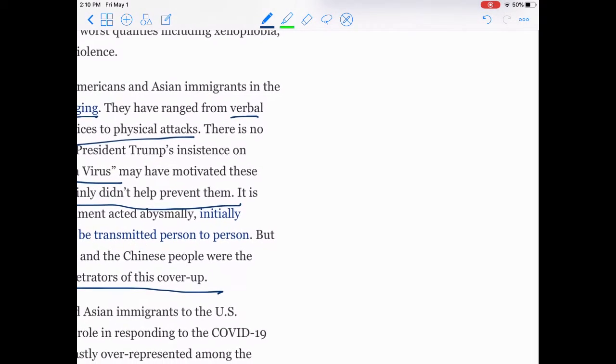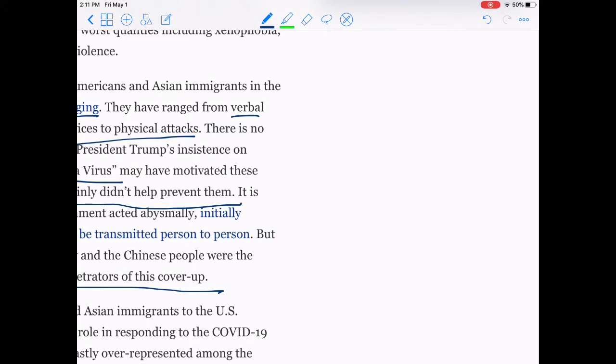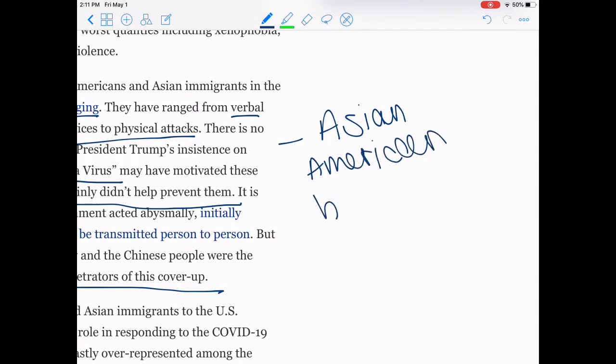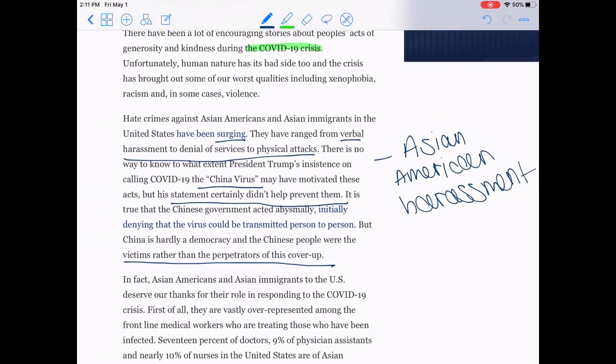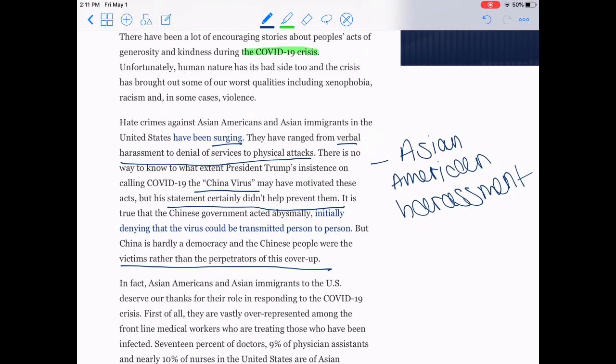So, in the margins, what I like to do is just do a brief summary of each paragraph. One major thing that it's talking about is Asian American harassment, which is something that is very important, and we must be taking that into account. And then it talks about, well, yes, that's actually the main idea of this paragraph: the Asian American harassment.